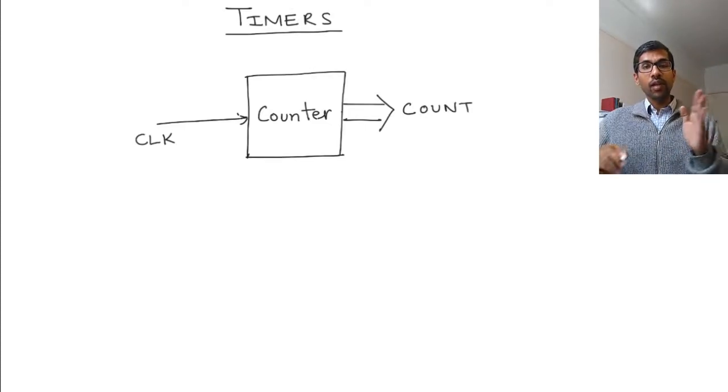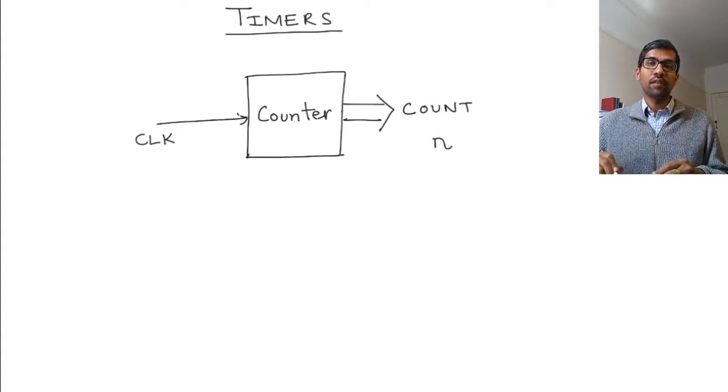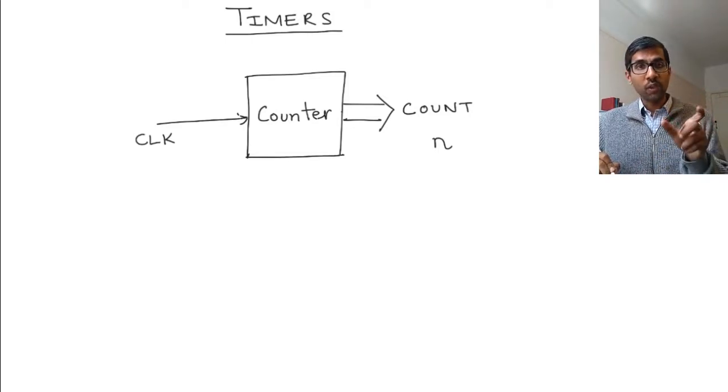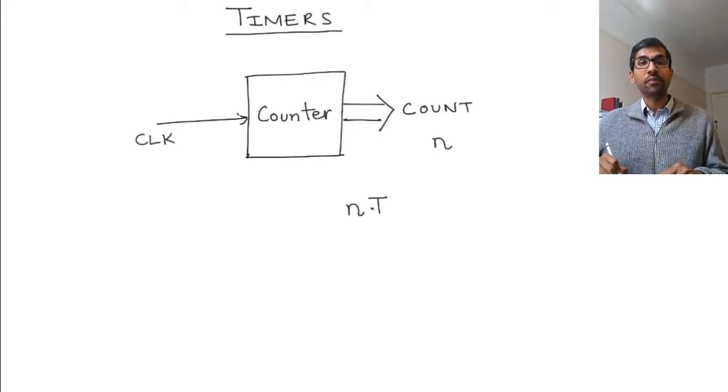So it tells you how many square cycles have gone by. So it tells you the number n. If you remember, we had talked about n in the previous videos. And of course, we know the T, the time period of our square wave, and therefore we know how much time has passed, which is going to be n times T.